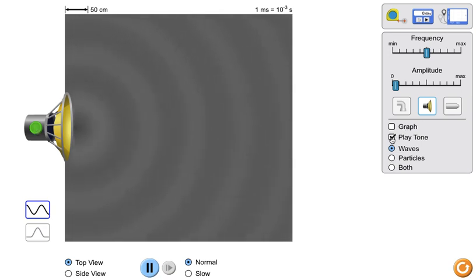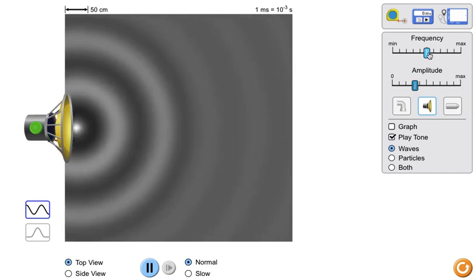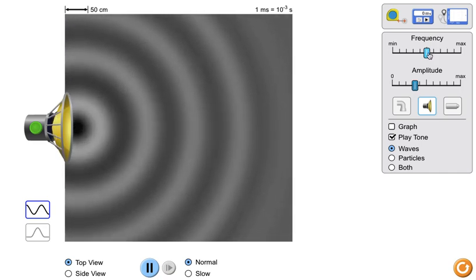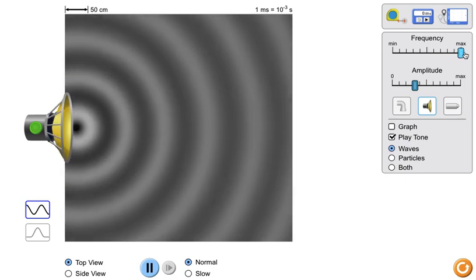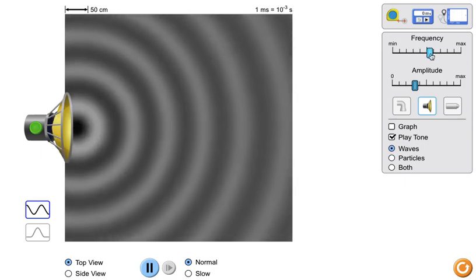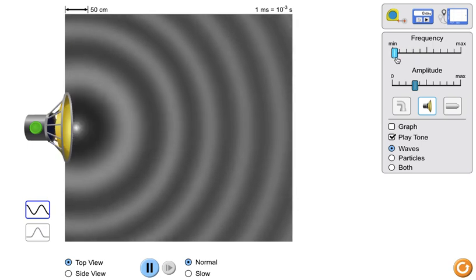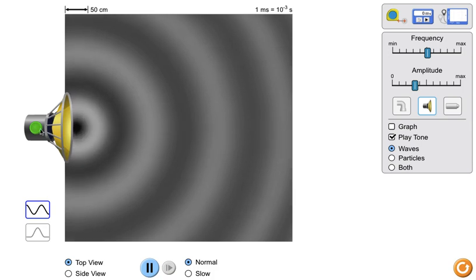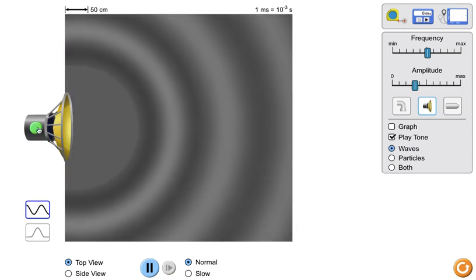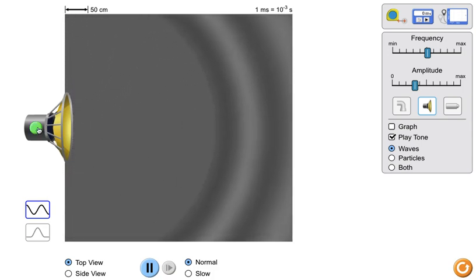Number two, the frequency of the sound wave is related to what property of the sound itself? All right, let's turn this back on. Hopefully you can hear this over the video. I'm now going to go to a higher frequency. That's a lower frequency. So frequency of a sound wave is related to the pitch of the sound.